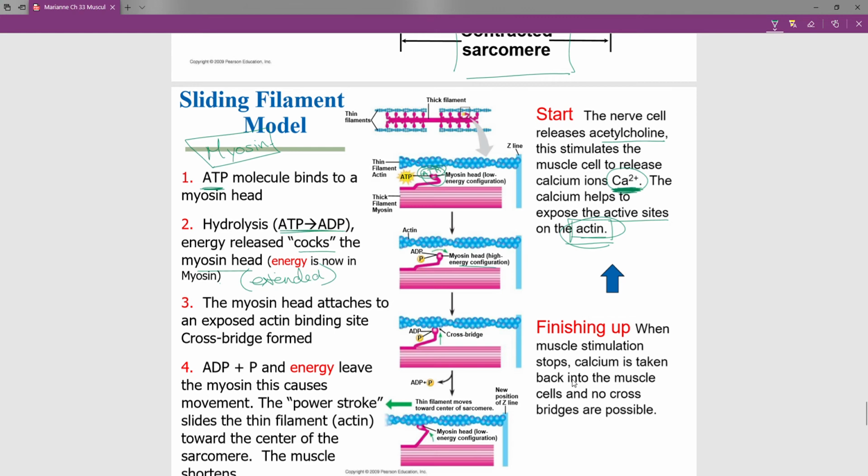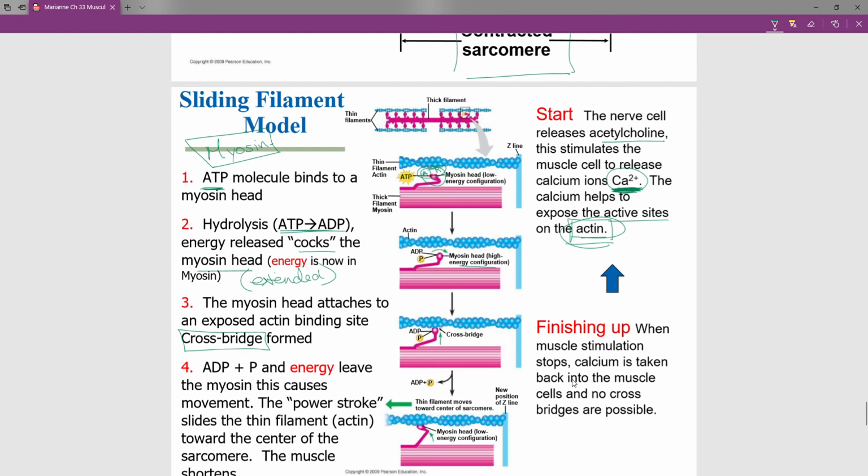After we have that extension in the myosin head, the high energy configuration as it says in the slide, and we had the chaperones distracted, we now have the active binding sites of the actin available for the myosin to form a cross bridge with. And so this is literally a bonding between the myosin and the actin. So we have contact between the two filaments in our muscle cells.